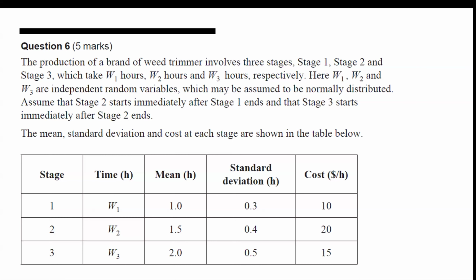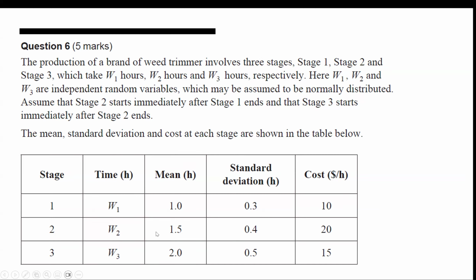Question 6 has a lot of reading. Put it simply, you have 3 stages for the production of a brand of a weed trimmer. Stage 1, 2, 3 for W1, W2, W3, all in hours, the manufacturing time or production time. They are independent random variables assumed to be normally distributed. Stage 2 starts immediately after stage 1, and stage 3 starts immediately after stage 2 ends.